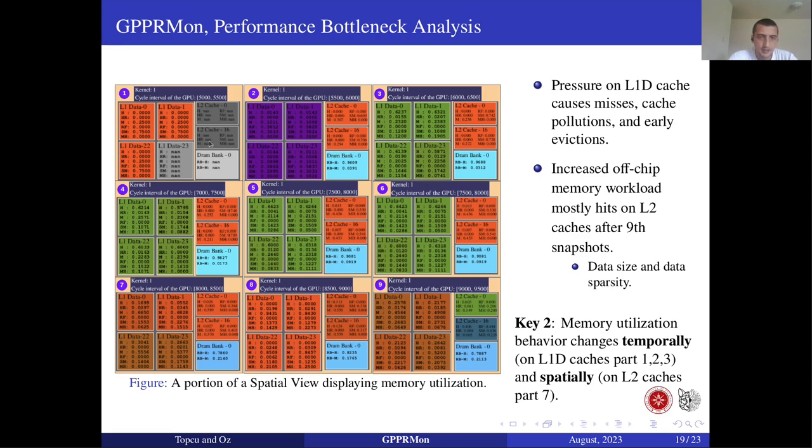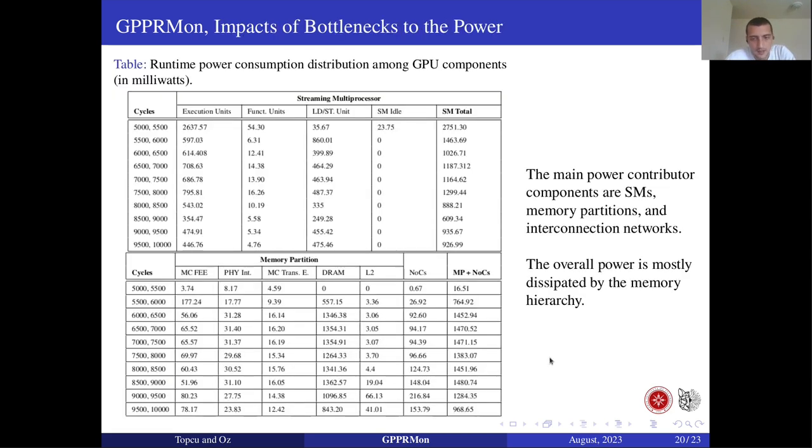Here, the critical point is that the runtime behavior changes throughout the execution, and the spatial views show the utilization of each memory component separately. For example, in the 7th snapshot, while one of the L1 data caches causes high misses, the other L1 data cache does not cause that many misses. The second key observation here is that the memory utilization behavior changes temporally, as I showed in the first, second, and third snapshots, and spatially, as I mentioned in the 7th snapshot as well.